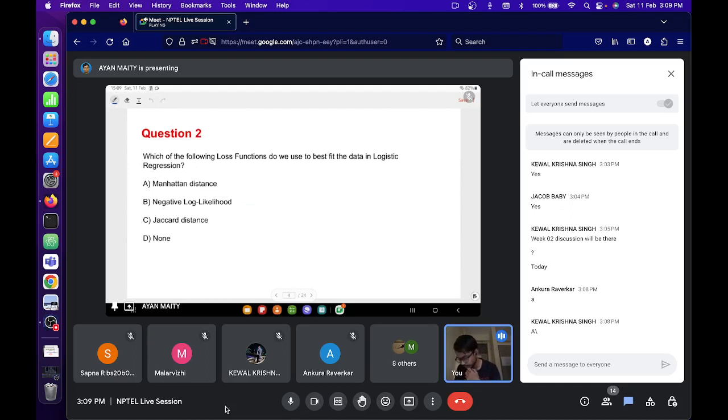Now this is the second question. Which of the following loss functions do we use to best fit the data in logistic regression? So which of these loss functions do we use for training in logistic regression? There are four options: Manhattan distance, negative log likelihood, Jaccard distance, and none of the above.